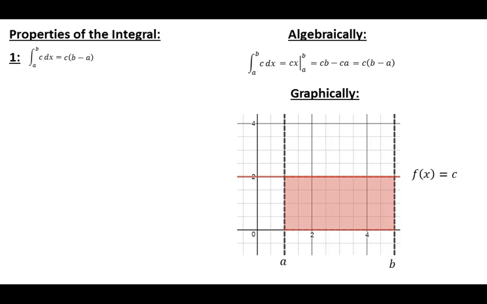So if you wanted to find that area in the red, this is a pretty simple geometric problem, right? You would just take the width times the height. So our width is going to be b minus a. Our height is going to be c. So our area under the quote curve here is just going to be c times b minus a. So you can see graphically that this matches up with what we got algebraically, c times b minus a. So that's our first property.